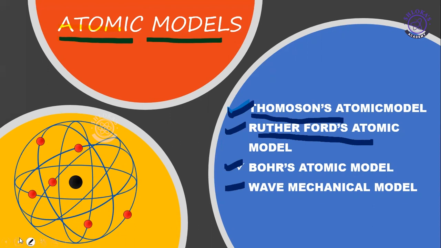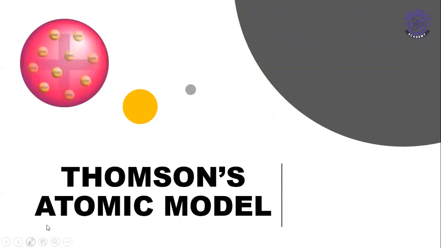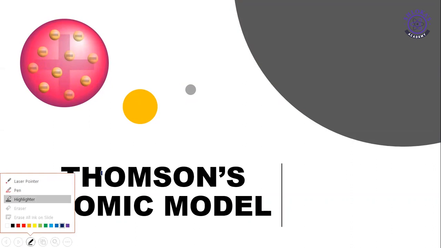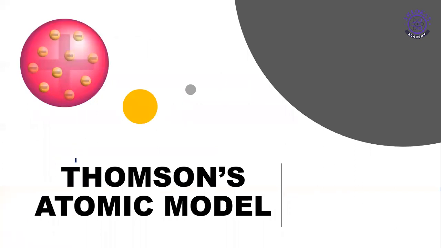Okay. So let us move on to the first atomic model, that is Thompson's atomic model. What is Thompson's atomic model and what are the postulates given by Thompson? What was the suggestion given by Thompson and why was it discarded? That means, what was the drawback of this Thompson atomic model? That we will discuss. Right. First, let me discuss Thompson's atomic model.